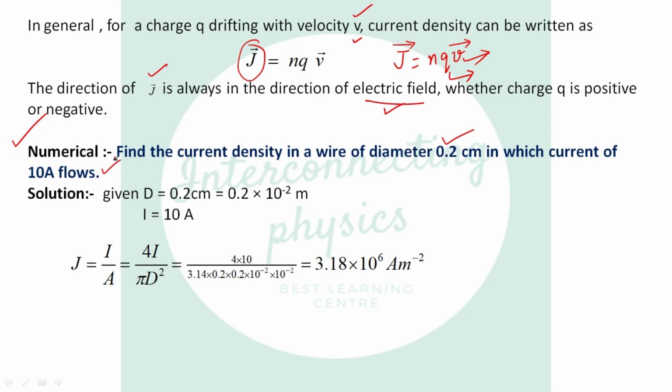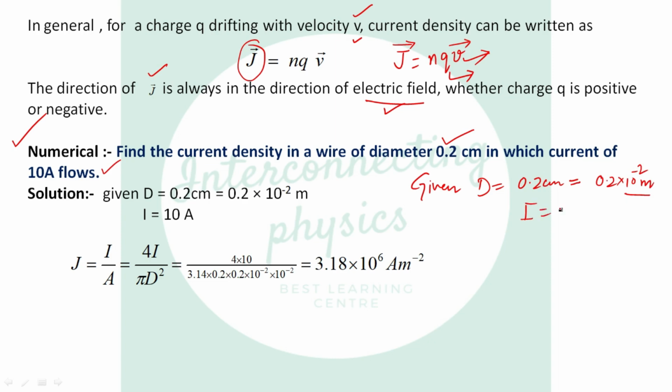I have already told you, while solving numerical problems, always write down what is given to you. So given: diameter of the wire is 0.2 centimeter, and in SI unit it will be 0.2 × 10^-2 meter, because 1 centimeter is 10^-2 meter.